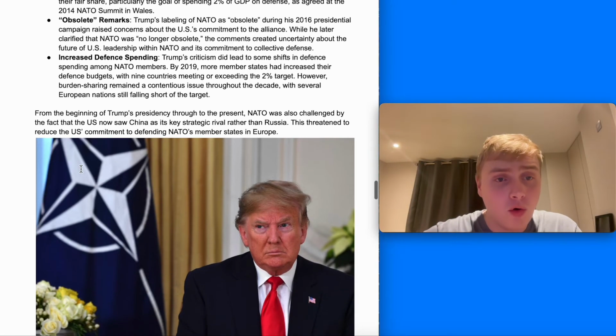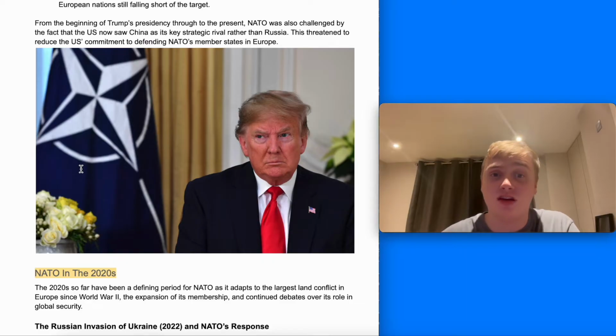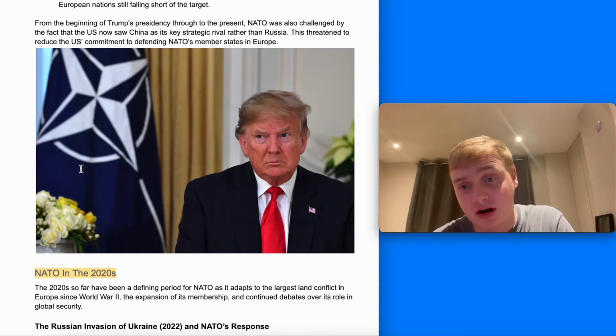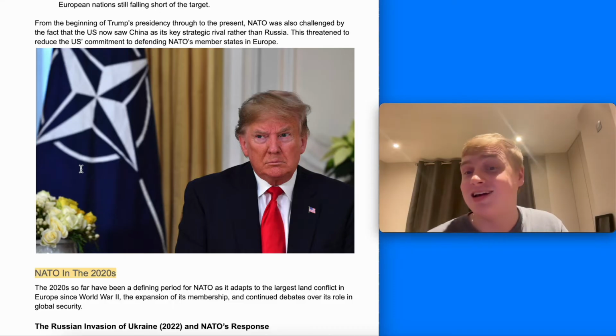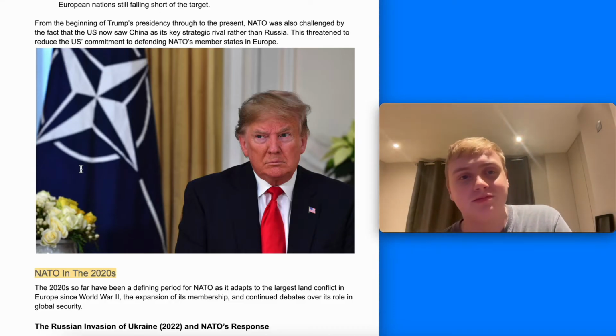And of course, from the beginning of the Trump presidency through to Biden's presidency as well, and we assume very much now into Trump's second presidency, NATO was also challenged by the fact that the US no longer saw Russia as the key strategic rival, which Hillary Clinton had, which Obama had largely had until his second term, really. Instead, China was seen by the whole US political establishment, and is today, as the key strategic rival rather than Russia.